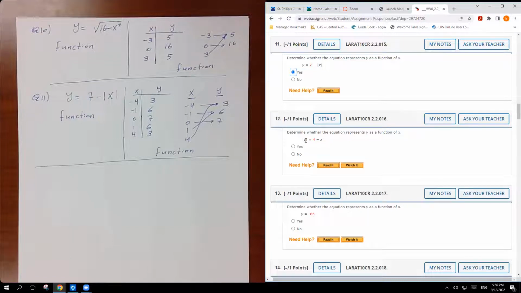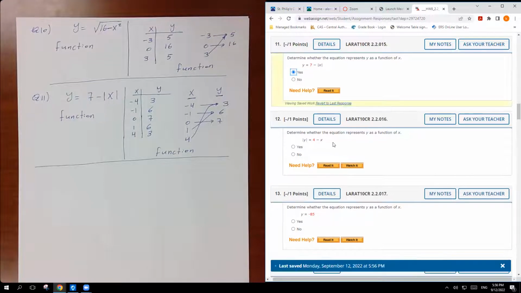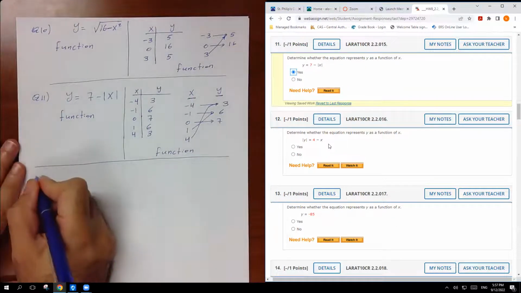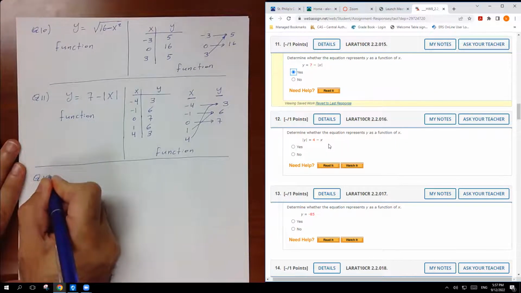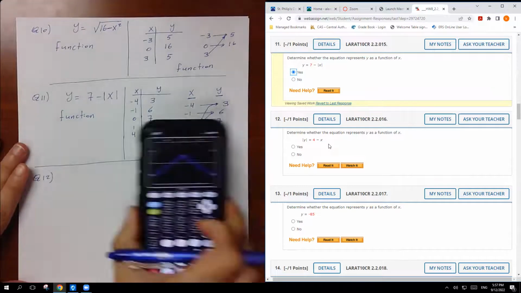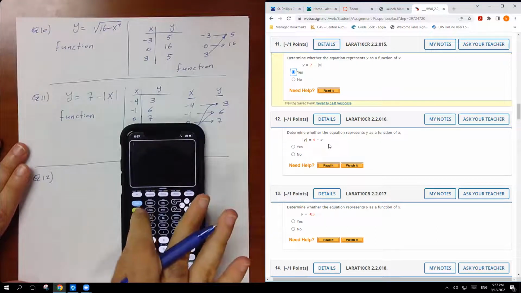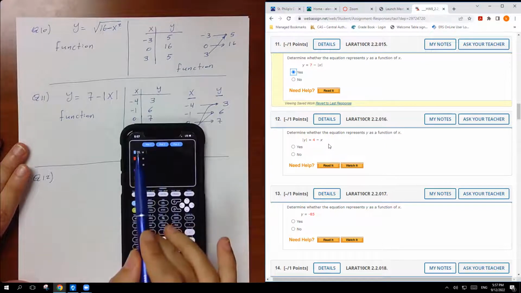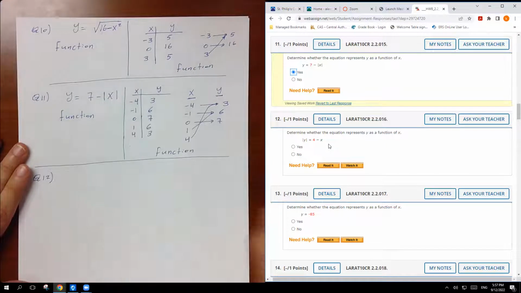Now we have the absolute value of y equals 4 minus x. This is a little bit different. Let's work on this one. Because you can't graph this one directly. You can't graph the absolute value of y equals, because when you click on y equals, you can't plug in the absolute value of y here. So let's check how we're going to work on this one.